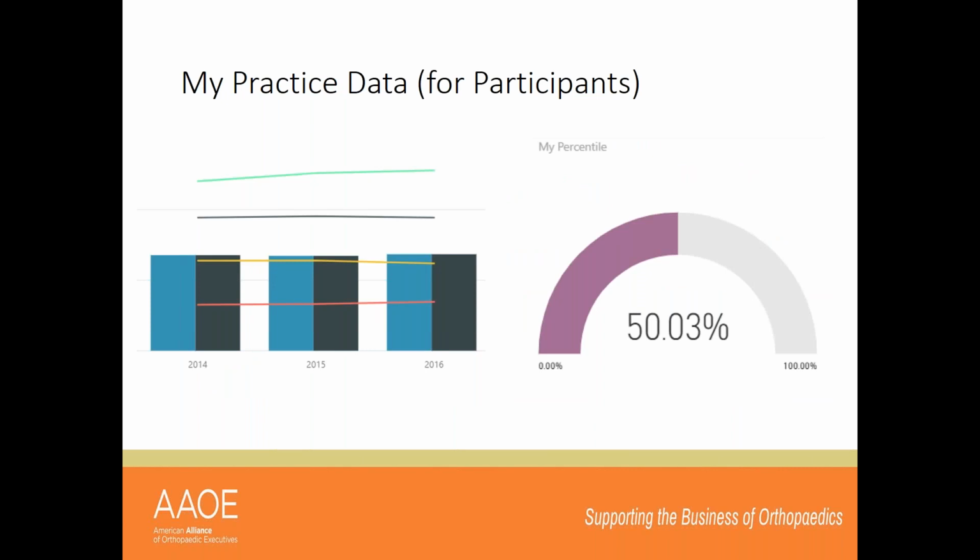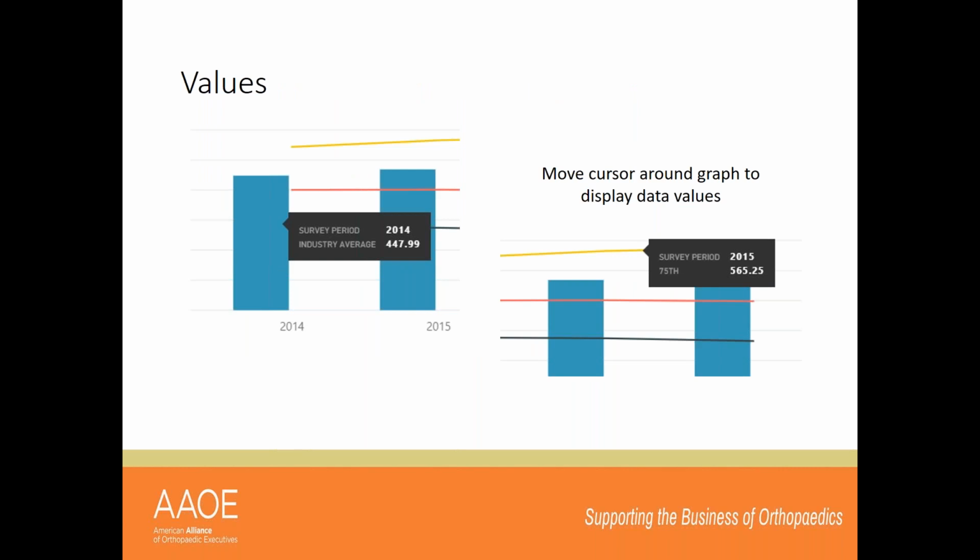When you have your my practice, this is what it looks like. The black would be your my practice, and then you've got your percentiles, and it shows on the right kind of where you fall within the percentiles for your participation.